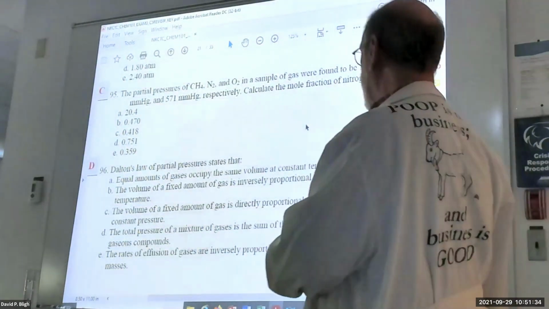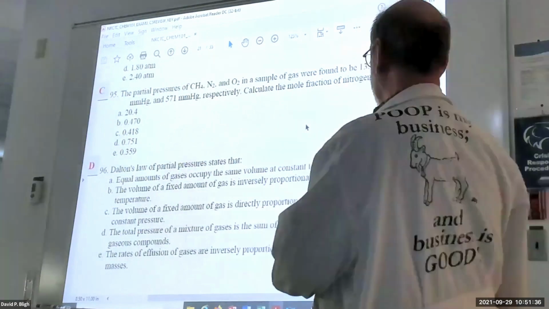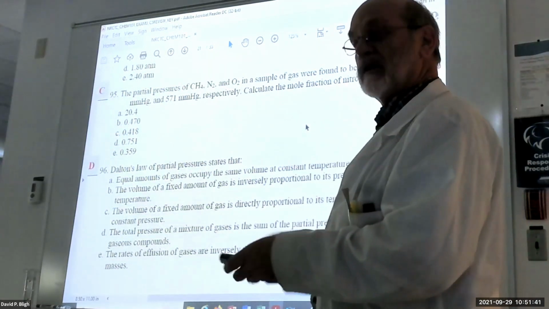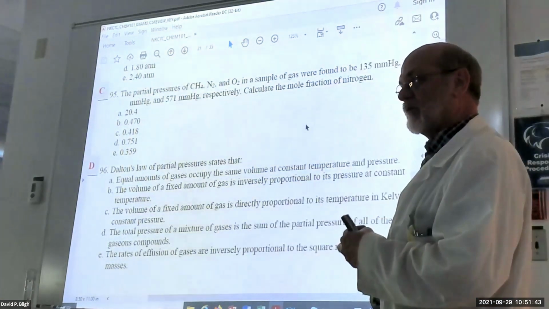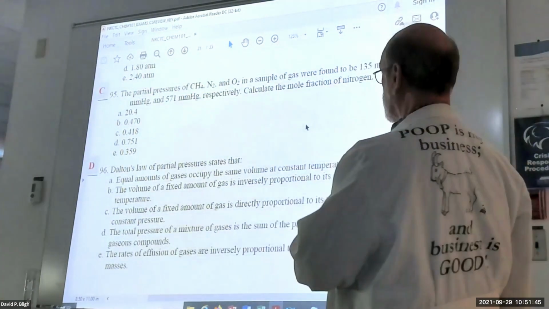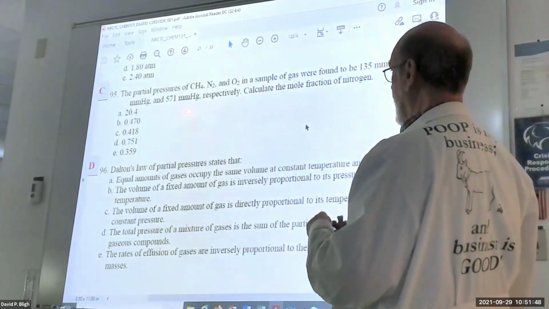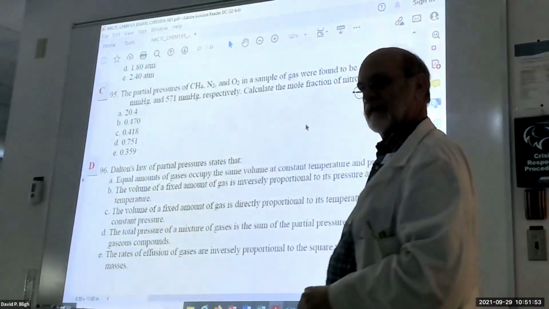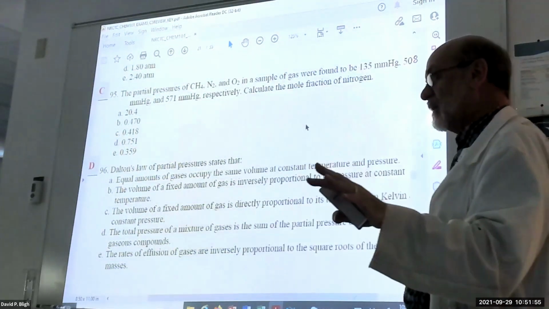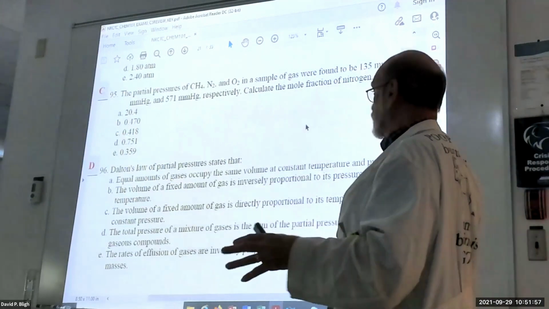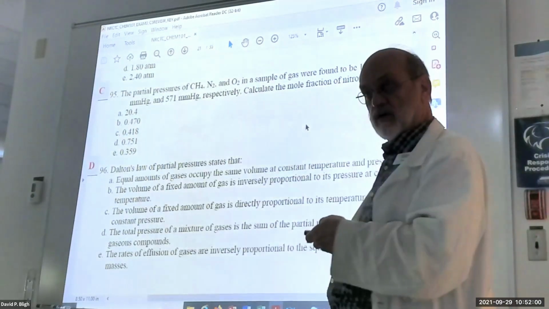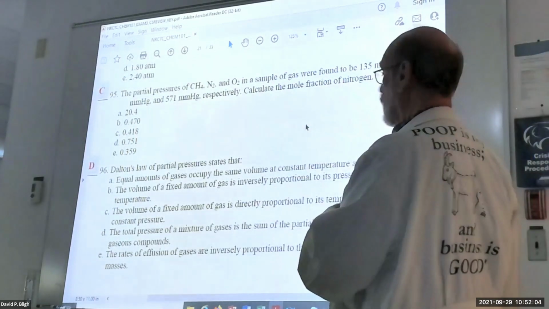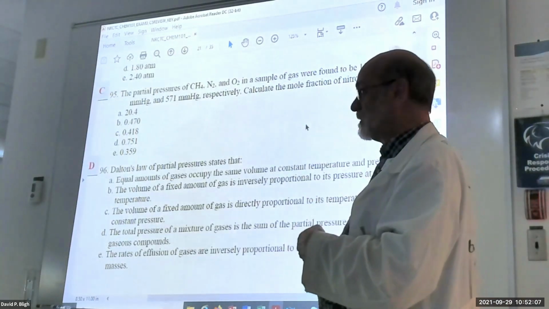135, 508, and 571, respectively. Calculate the mole fraction of nitrogen. What do we know about the relationship of pressure and moles? They're directly proportional. So all other things being equal, as the pressure increases, the moles increase. So if we ratio the pressure, we're also ratioing the moles.